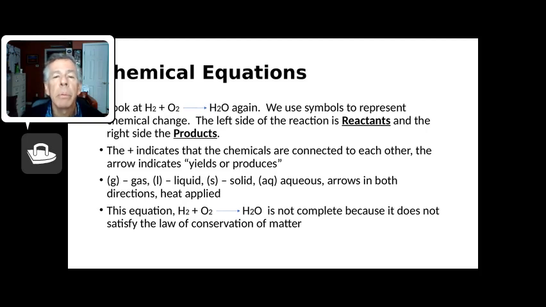So using the symbols to represent chemical change, the left side is the reactants, the right side is the product. And you can add things like, if you wanted to add H2 with a (g) symbol next to it, meaning it's in a gas state. And you can put an (l) there next to water, meaning it's in a liquid state. And there are other symbols you can add as well, but we're not going into that right now.